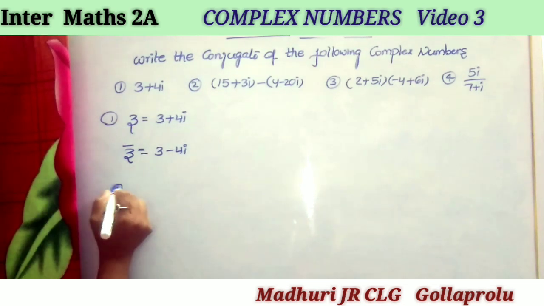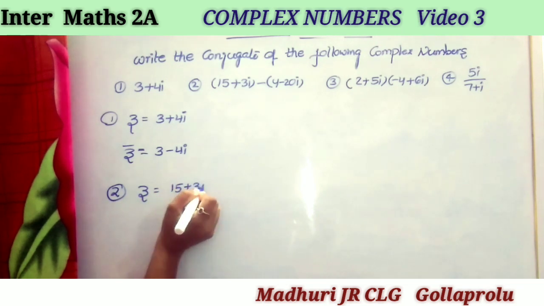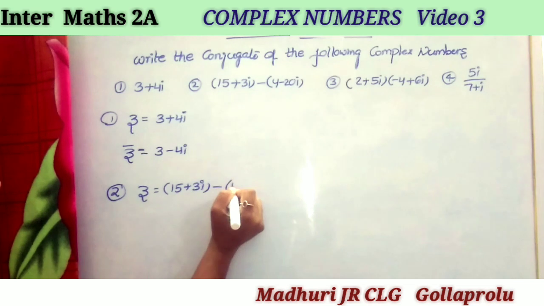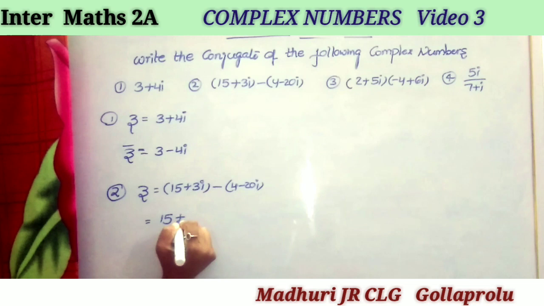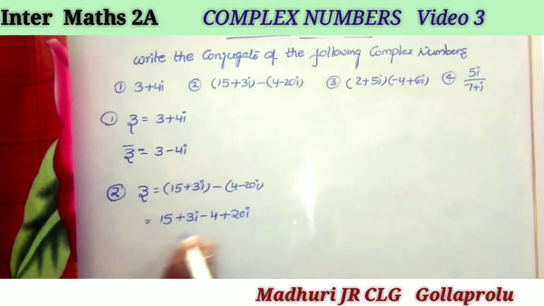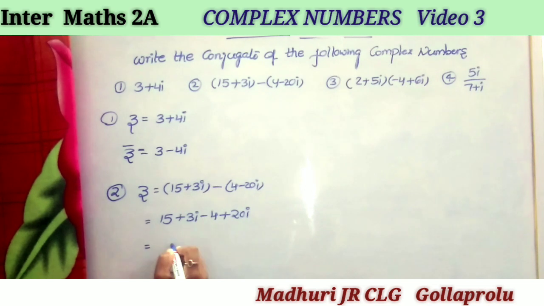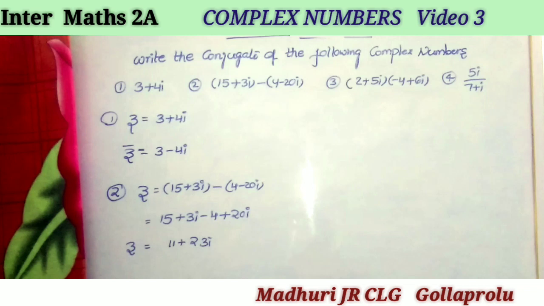Now the second question. What is the second question? z is equal to 50 plus 3i minus of 4 minus 20i, and this is equal to 15 plus 3i minus 4 minus of minus plus 20. Okay, and this is 15 minus 4, 11 plus 23i. Now this is the given complex number.